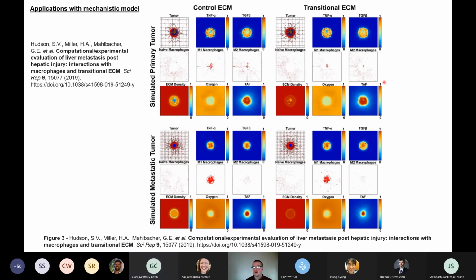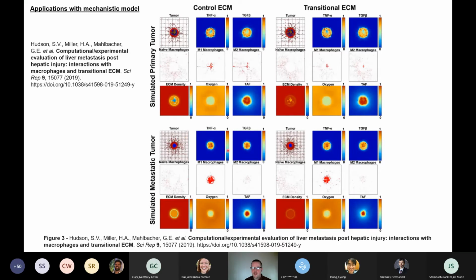We also applied a similar modeling platform for evaluating how macrophages and different extracellular matrix characteristics influence tumor growth following liver injury. Here we simulated primary tumors and compared them to metastatic tumors in which the host vasculature is denser and the necrotic oxygen threshold is lower in the metastatic case. We also varied the extracellular matrix physical properties by increasing the production rate and decreasing the degradation rate in a transitional ECM as compared to a control ECM.